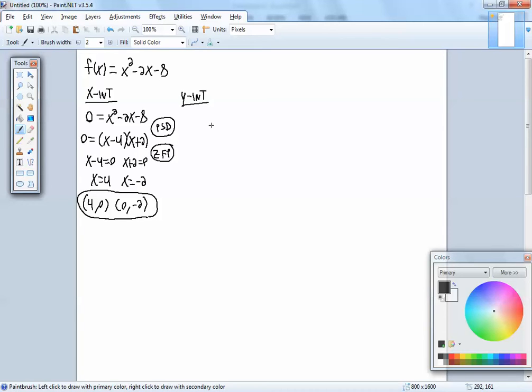Now our y-intercept. You always plug 0 in for the other variable, so plug 0 in for x. Keep in mind f of x is y, so we're going to have y is equal to 0 squared minus 2 times 0 minus 8. Those zeros all drop away and we get y is equal to negative 8. So our y-intercept will be (0, negative 8).